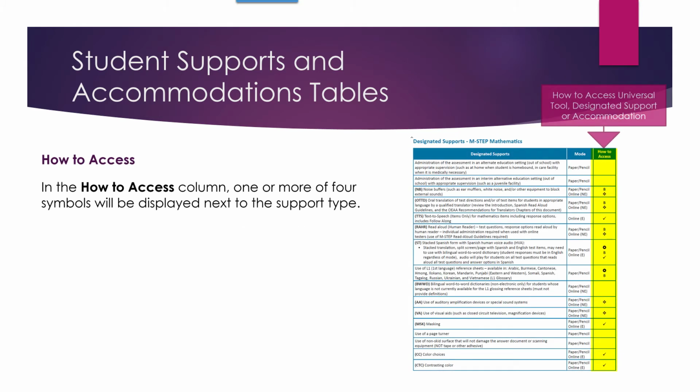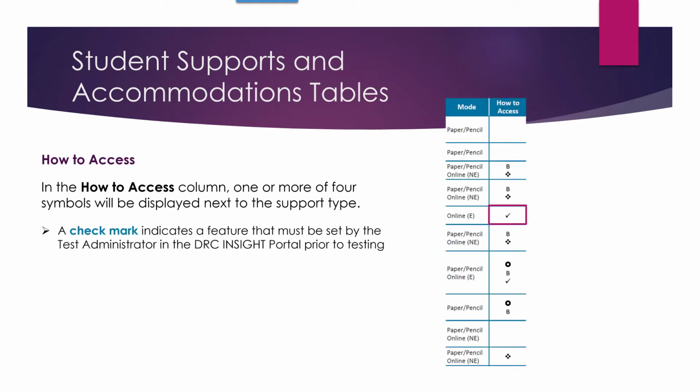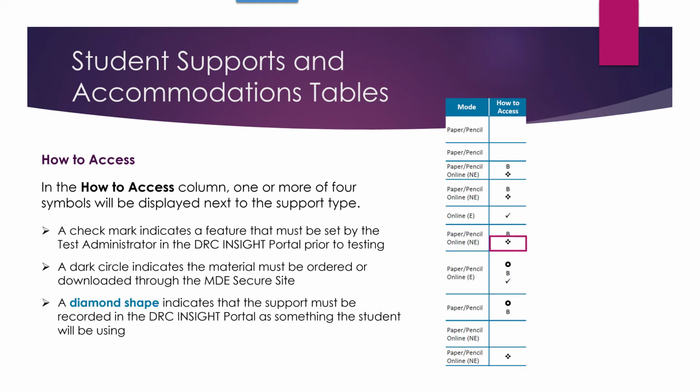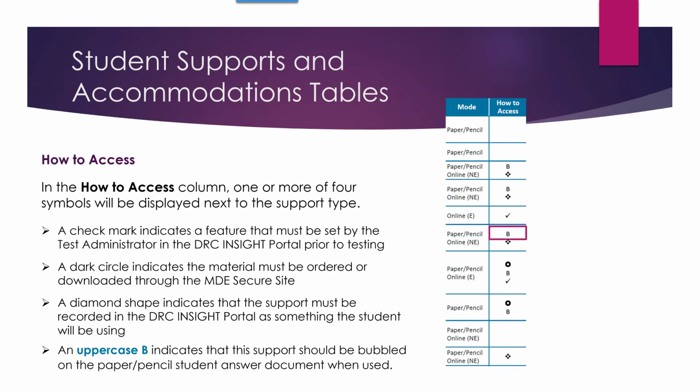In the How to Access column, one or more of 4 symbols will be displayed next to the support type. A check mark indicates a feature that must be set by the test administrator in the DRC Insight Portal prior to testing. A dark circle indicates the material must be ordered or downloaded through the MDE Secure site. A diamond shape indicates that the support must be recorded in the DRC Insight Portal as something the student will be using. And an uppercase B indicates that this support must be bubbled on the paper pencil student answer document when used.